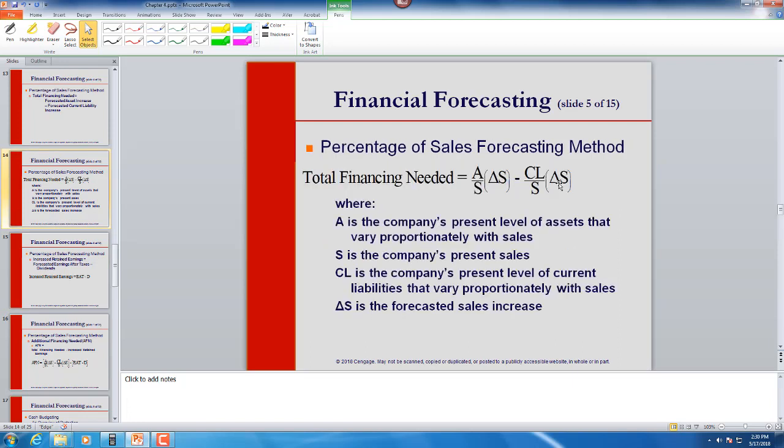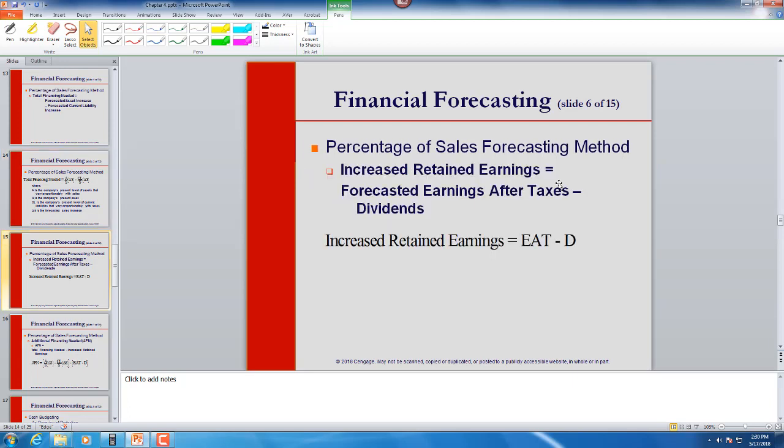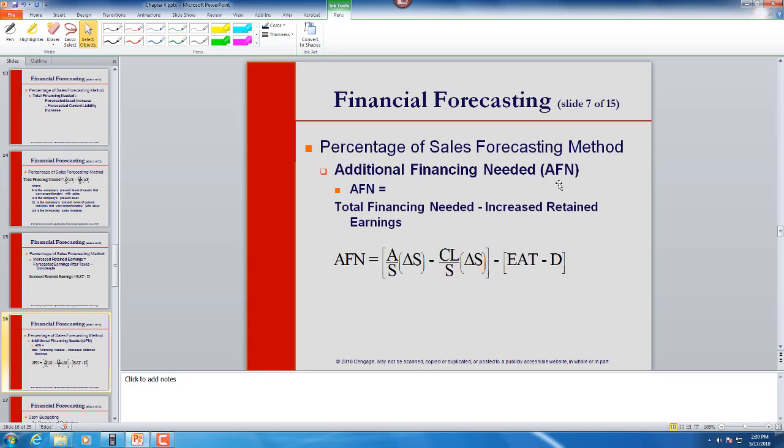Now, there is of course one other thing that you need to consider. If there is an increase in retained earnings, that means next year you will have some profit that you make from this year that you'll retain. So you need to account for that. So that brings us to the most critical slide of this chapter.